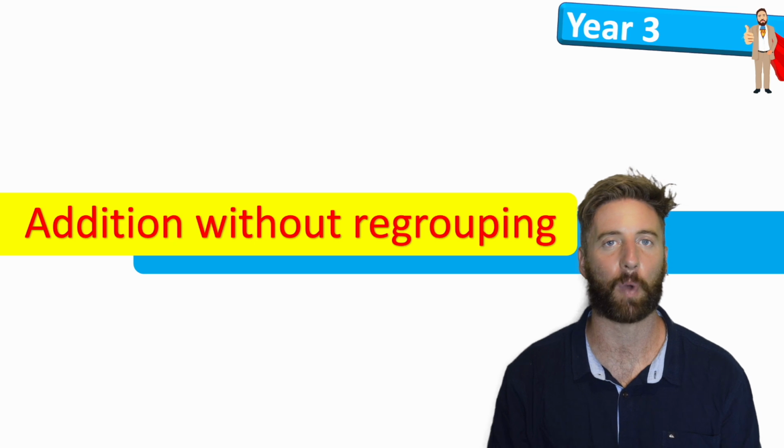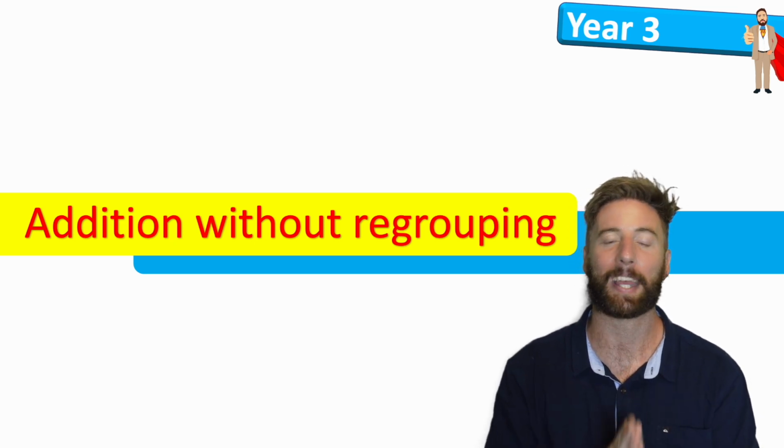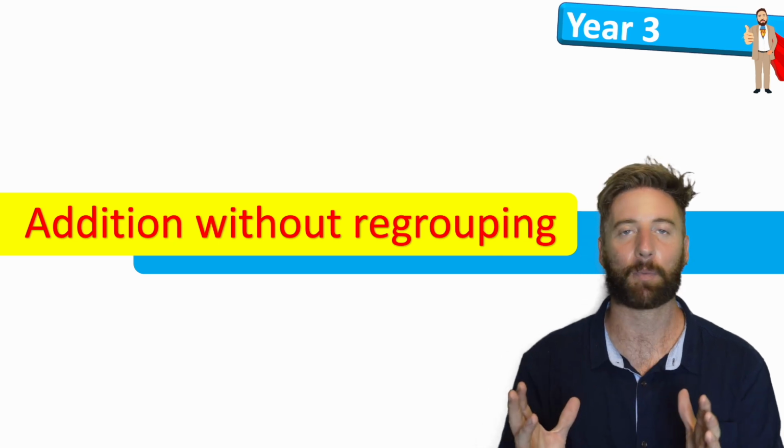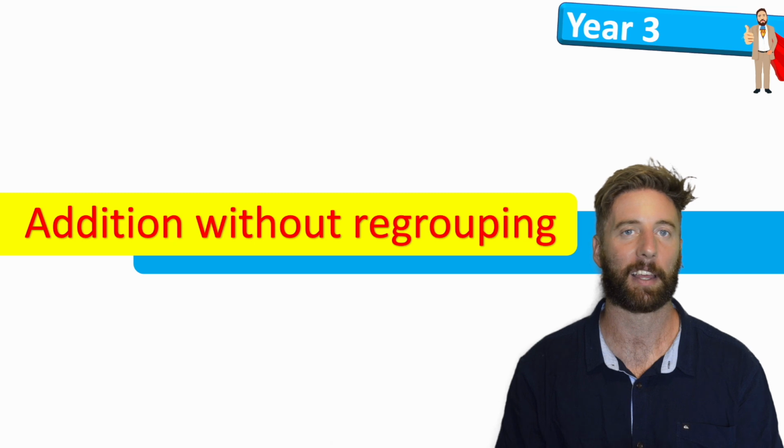Okay, so that's how to use a 100 square. Now let's look at a more formal, written way of doing addition. In this next lesson, we're going to look at what adding without regrouping looks like. Let's go.